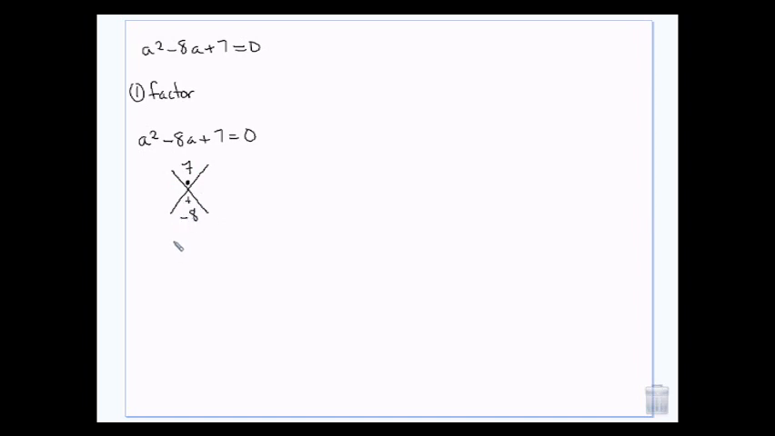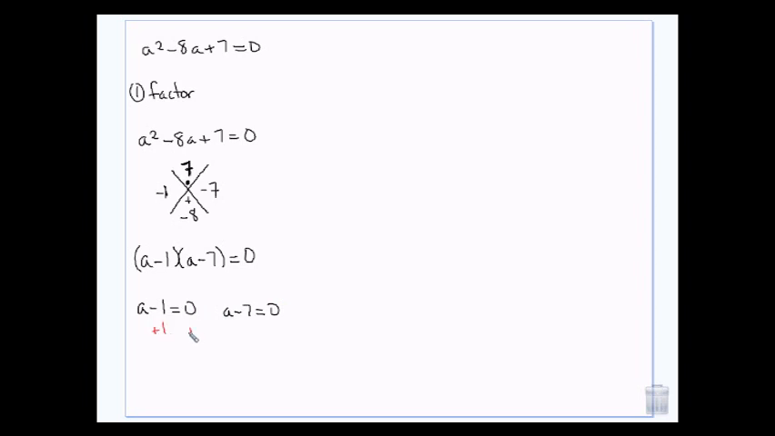Nope, they need to multiply to make 7. Oh, 1 and 7. And if I make them both negative, they'll multiply to make a positive, and they'll add to make a negative. So this is going to be a minus 1 times a minus 7 equals 0. And then I set each of these equal to 0. So a minus 1 equals 0. So I add 1 to both sides.